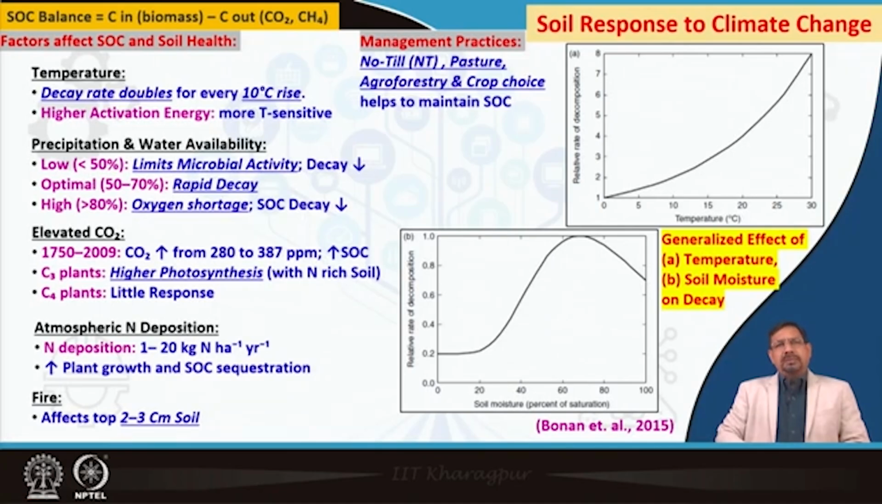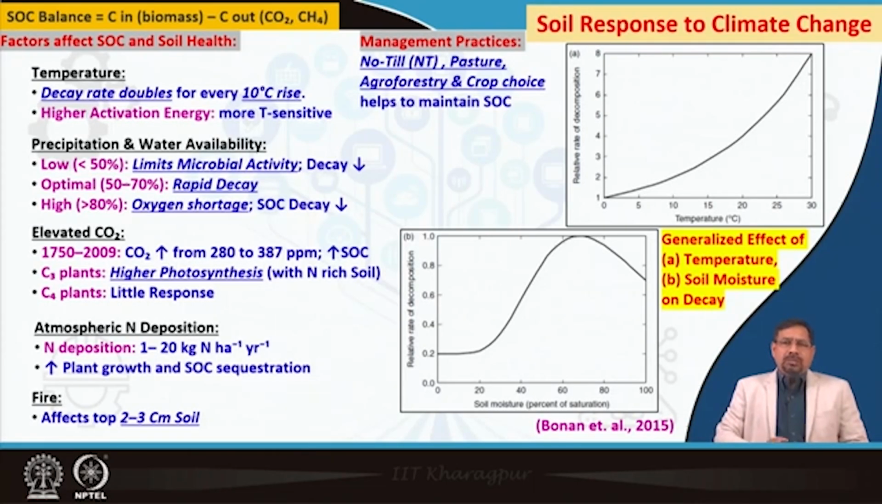Now, what are the management practices? We cannot have no till, we have to have minimum till, and pasture and agroforestry and crop choice help to maintain the soil organic carbon. We have to be very careful that, as much as possible, we avoid tilling of the soil, because once you expose the upper soil, it allows the carbon in the upper soil to wash away by force of wind and water in terms of erosion.